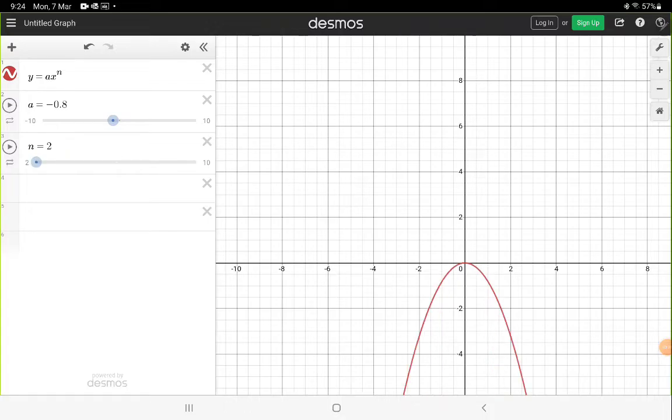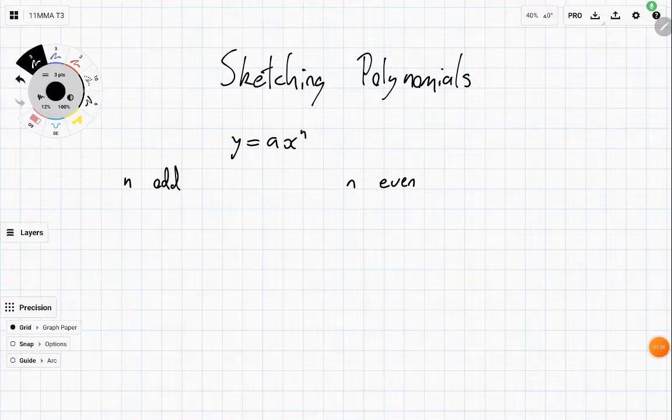So let's take some notes. Alrighty, so let's have a think about what the different things we can take away from this. So let's split it down into n odd and n even. So n odd shapes are always either going to be like this or like this. Whereas for n even, they're either going to look like this or they're going to look like this.